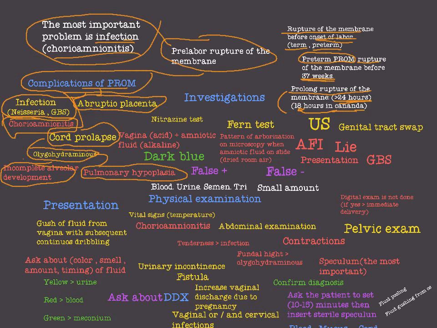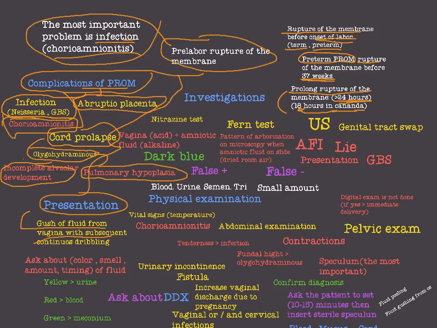Now let's move to the presentation. How does premature or pre-labor rupture of membrane present? Mostly it presents as a gush of fluid from the vagina, with subsequent continuous dripping, because the membrane is still ruptured, and we will still have fluid dribbling after the main gush of fluid.